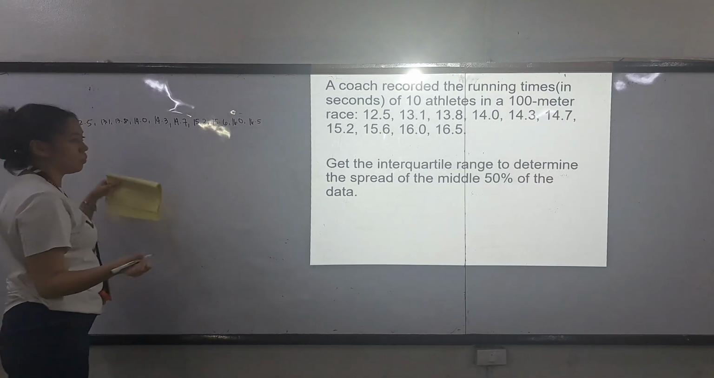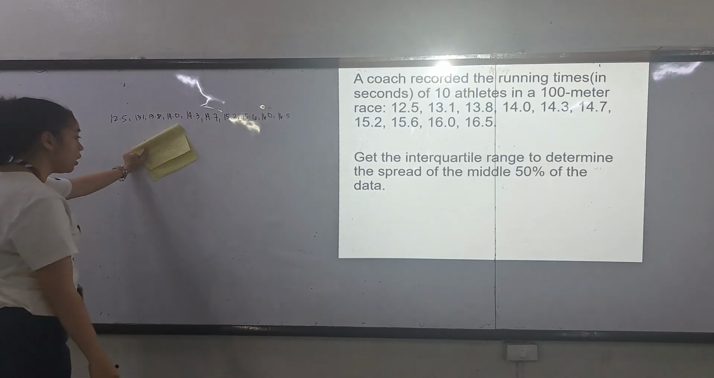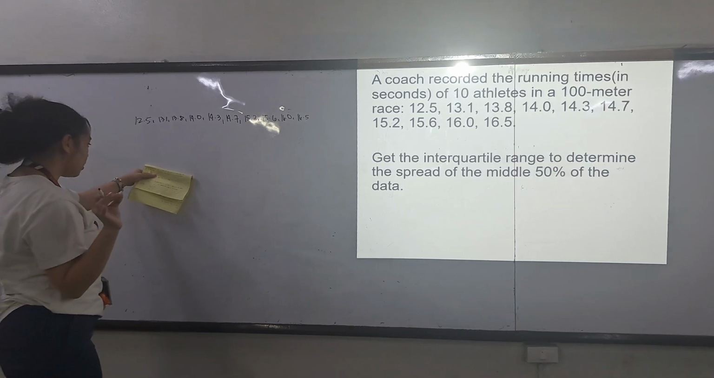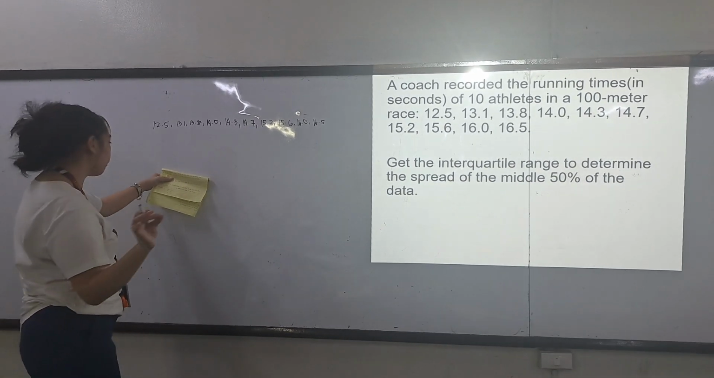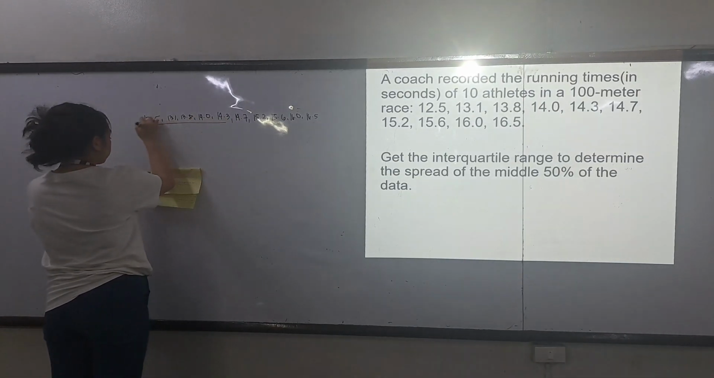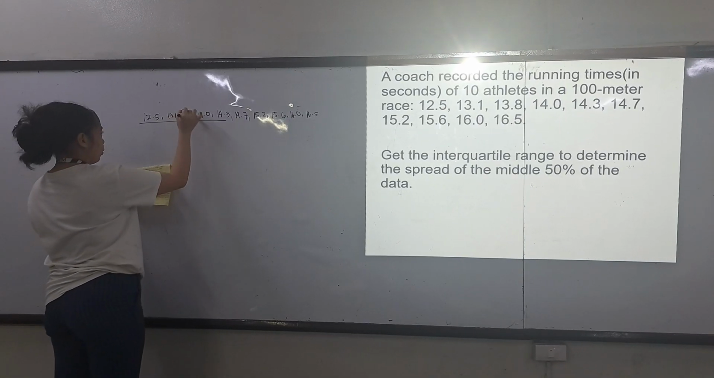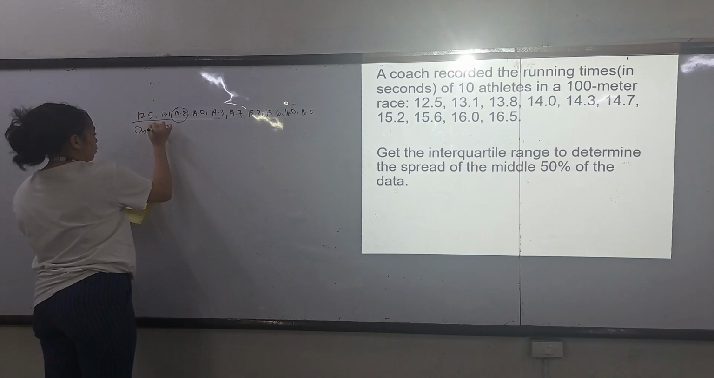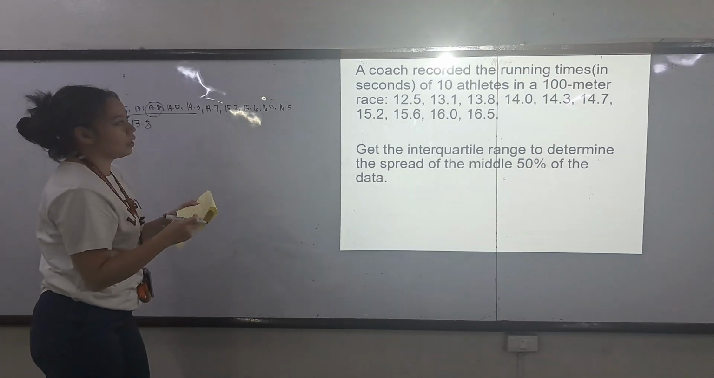Since we already rewrote the given values in ascending order, we need to find the first quartile. Again, we just need to determine the lower half of the data, which is in here. The median of this lower data is 13.8. So with that, our first quartile is equal to 13.8.